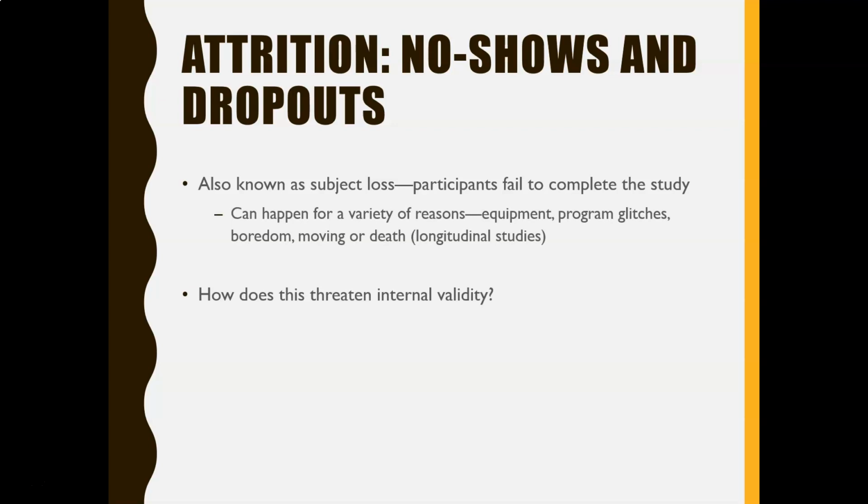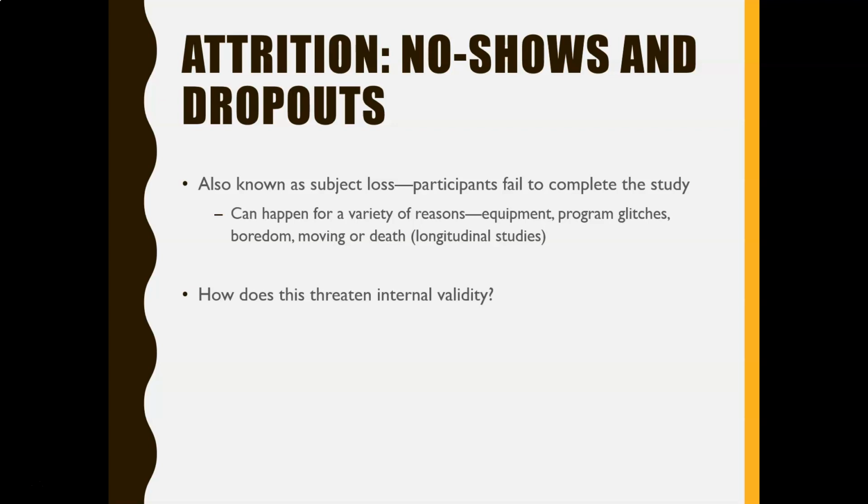Now, dropouts or attrition can happen for a variety of different reasons. It can happen because of faulty equipment. Whenever I've lost participants, it's because my computer glitches and I can't collect their data. They may drop out because they're bored. They may drop out because they move. If we're doing a longitudinal study, death is another instance of attrition.